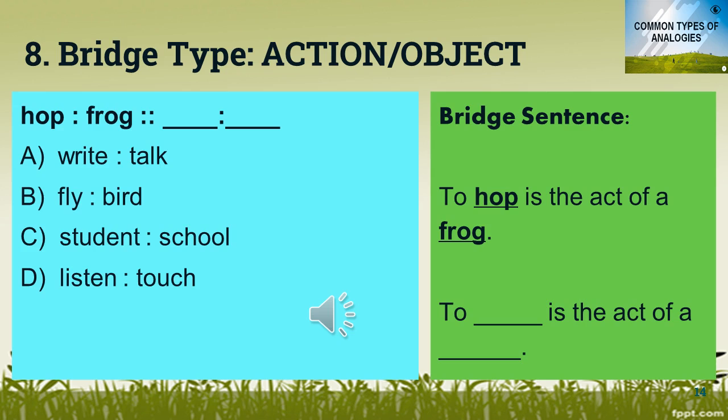Okay, so letter A, to write is the act of a talk. Letter B, to fly is the act of a bird. Letter C, to student is the act of a school. Letter D, to listen is the act of a touch. The correct answer is letter B. To fly is the act of a bird. So hop is to frog as fly is to bird.